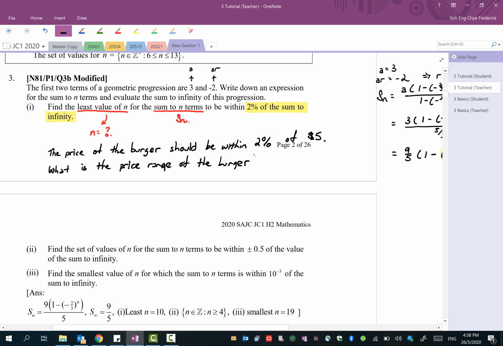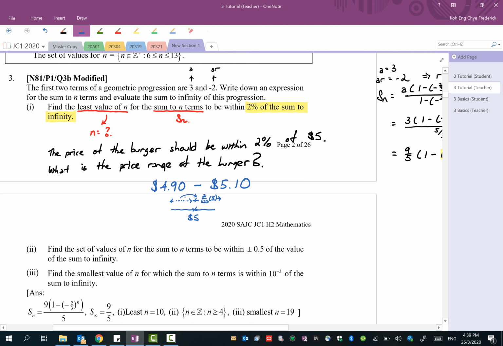For example, if I don't really know the price of the burger, but I say it's within 2% of $5, what's the rough estimation of this price? Can you see it's going to be between $4.90 to $5.10? Because I take this as $5, and when I say 2%, this gap over here is 2 over 100 of $5. And likewise, the same goes for this gap here.